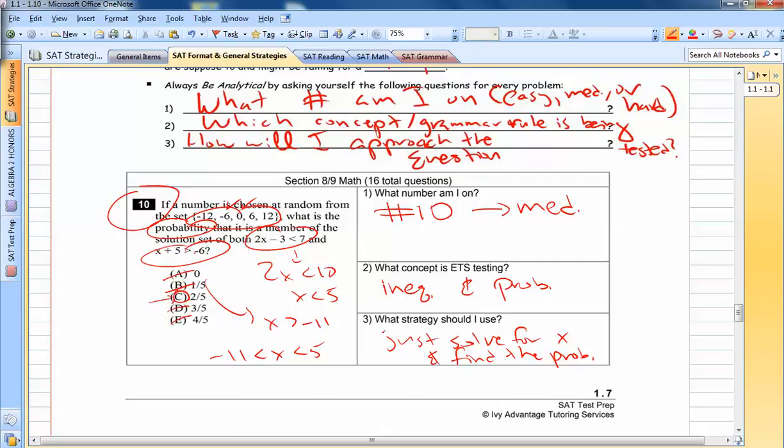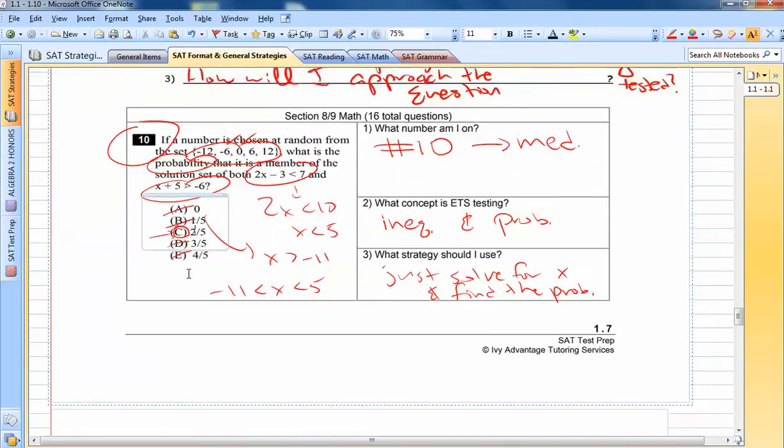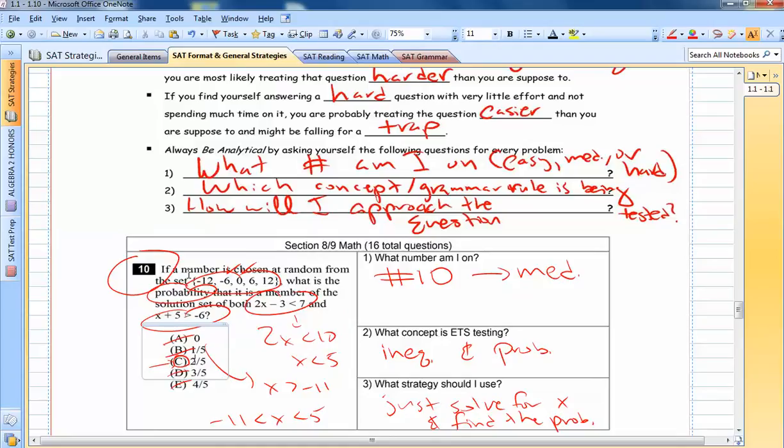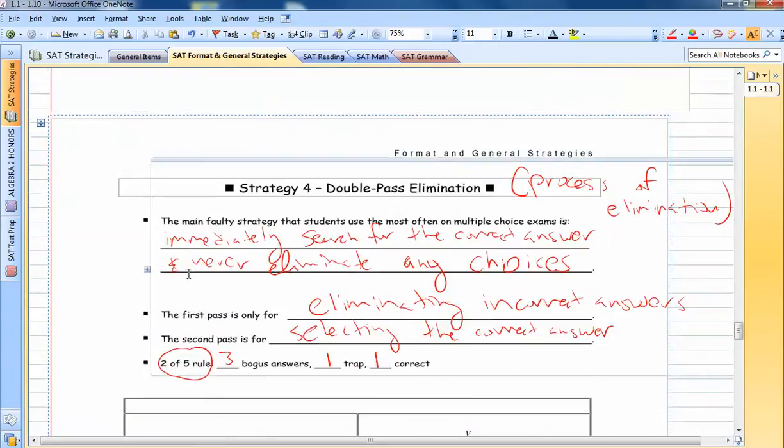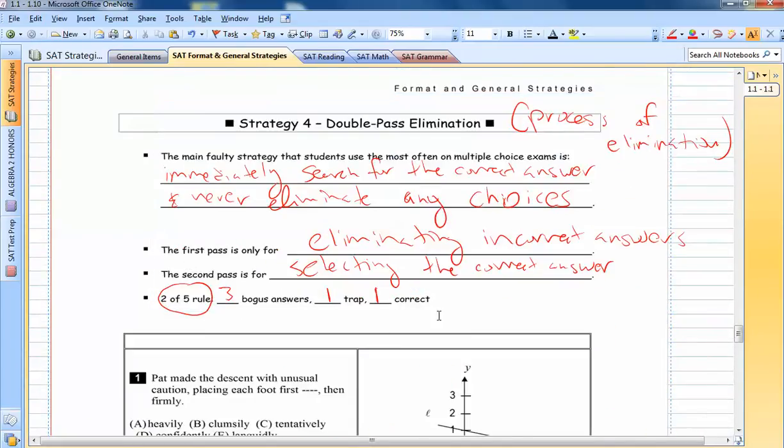But again, that's what you want to generally go through when you do each math question, even some of the writing questions too. Even sentence completions, you can use this strategy, because if it's a hard sentence completion, there should be a hard word. If it's an easy sentence completion, it should be an easy word. Okay, let's move on to strategy 4, double pass elimination.